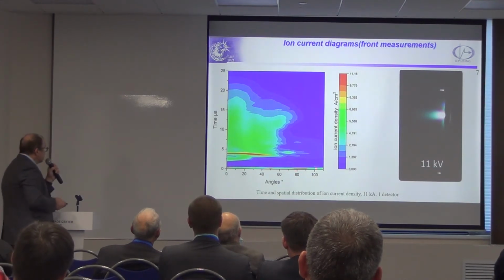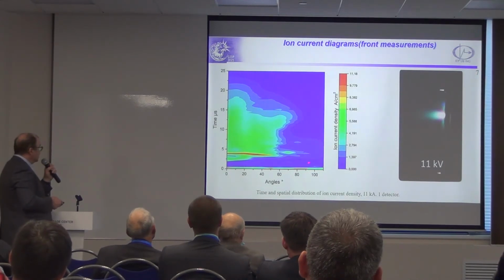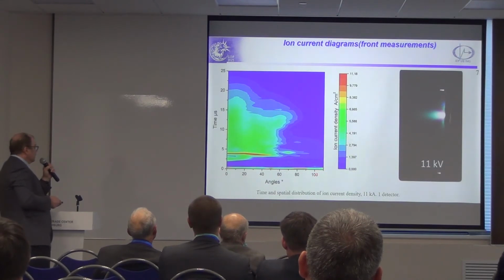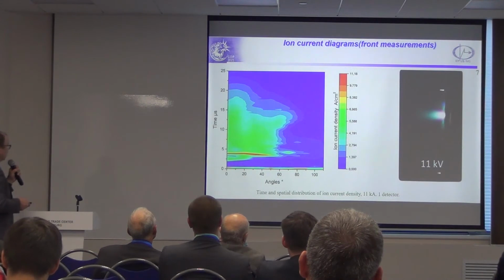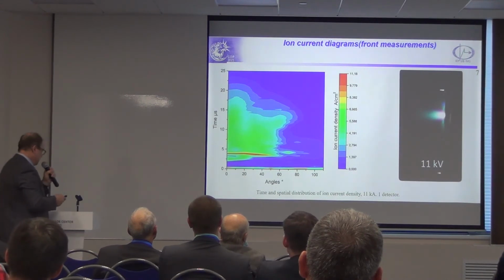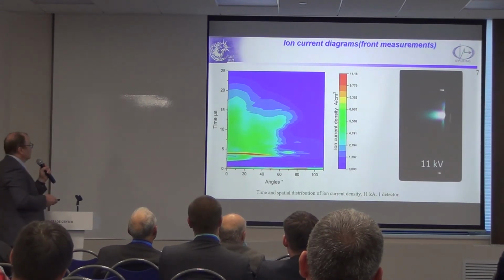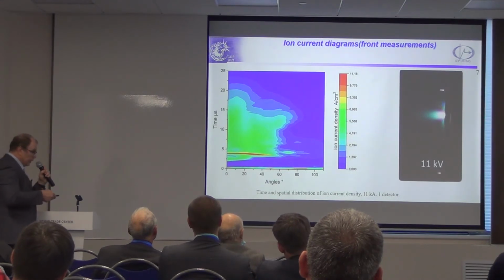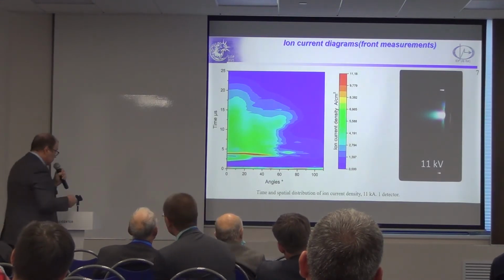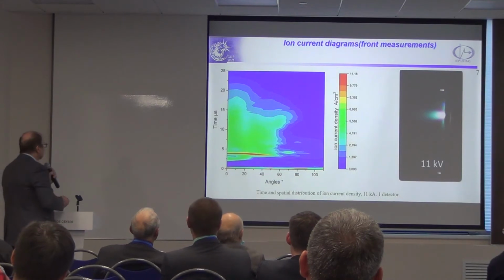But there is also some portion of plasma that spreads up to 110 degrees. What does it mean? It means that plasma is spreading down to the surface of the plasma source, in the backward direction.